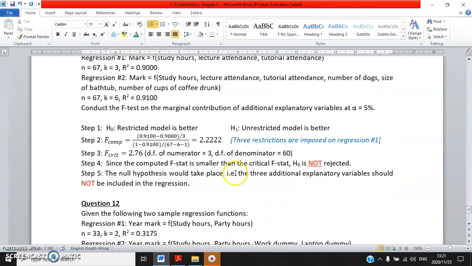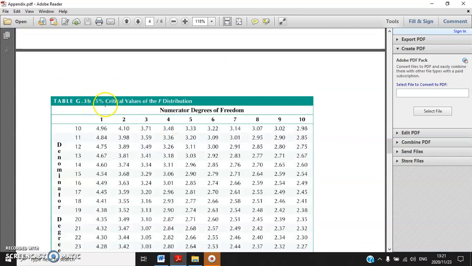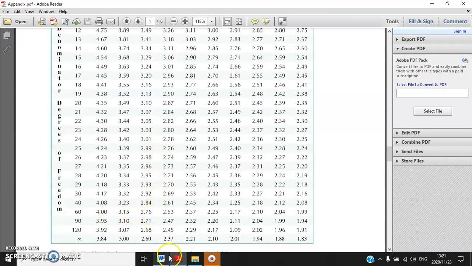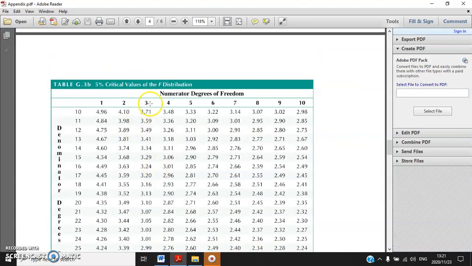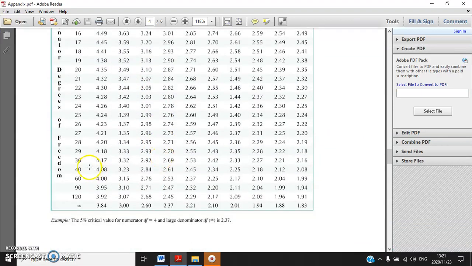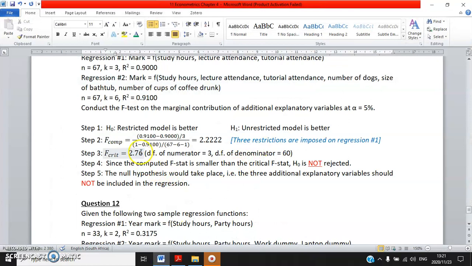Let's go back to the answers. And then the critical F-stat, alpha is 5%, degrees of freedom of numerator is 3, degrees of freedom of denominator is 63, and 60 in the table. Alpha is 5%, so this table, 5%, 3 and 60, then isn't it 2.76? Yeah, 2.76. 3 degrees of freedom of numerator, degrees of freedom of denominator 60, 2.76. And just to make sure you use the right F table, alpha is 5%. So I am using the right table.